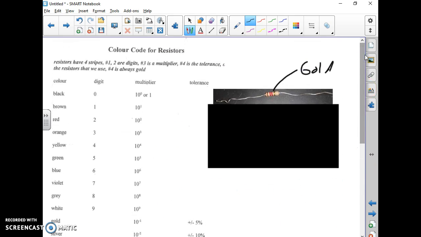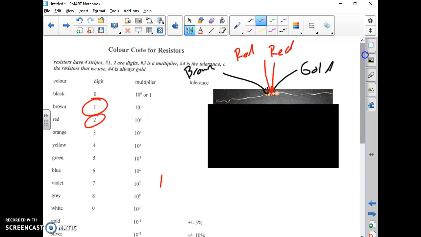What we can see from here is that the color for this first line is brown. If you look at our second and third resistors here, these both look red to me. So in this particular case, we've got brown, red, red, gold. Well, what does that mean? We've got brown. If we look over here, we can see that brown is represented by a 1. We can see red is represented by a 2.